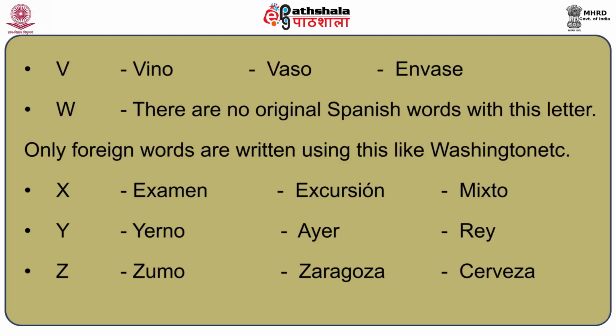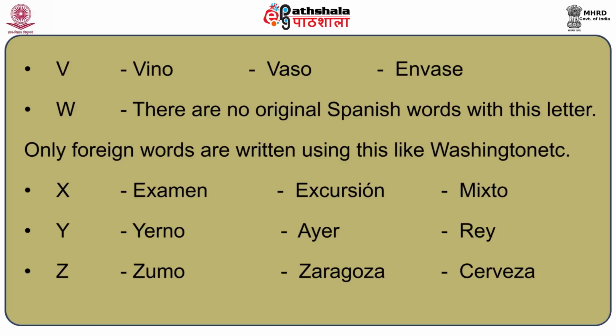Y is called Y, and the sound of Y is like Y. For example, yerno, ayer and rey. And Z is zeta. In Spanish it is said as zeta.